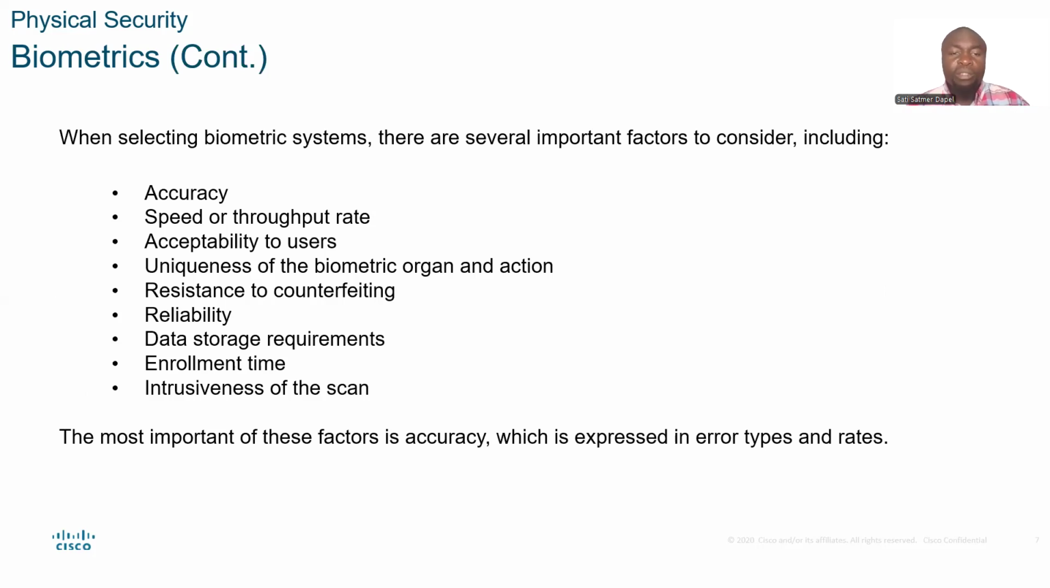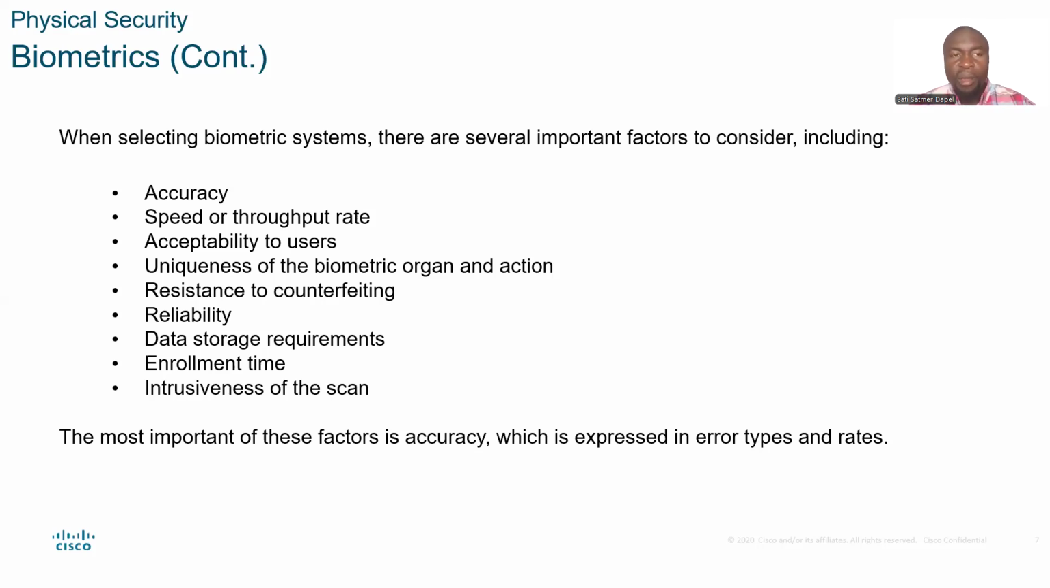Then when selecting biometric systems, there are several important factors to consider, which include accuracy, speed or throughput rates, acceptability of users, uniqueness of the biometric organ and action, resistance to counterfeiting, then reliability, and then data storage requirements, enrollment time, intrusiveness of the scan. The most important of these factors is accuracy, which is expressed in error types and rates.